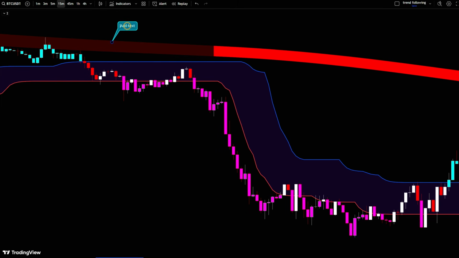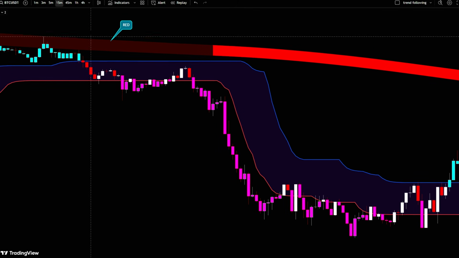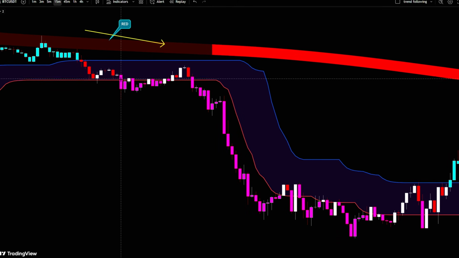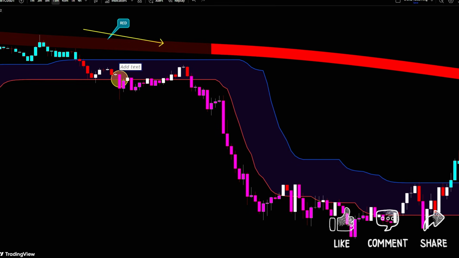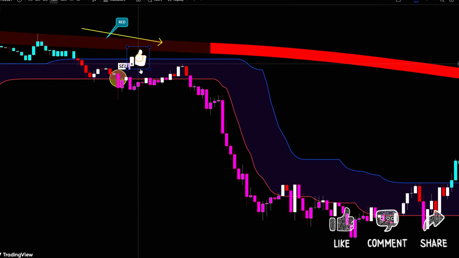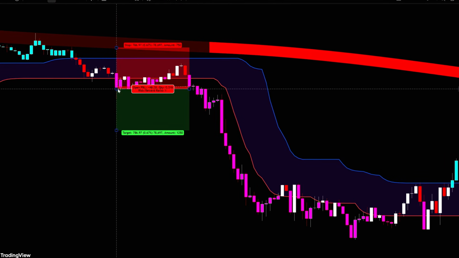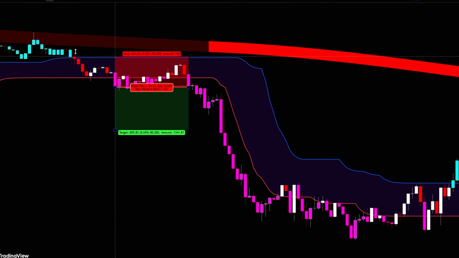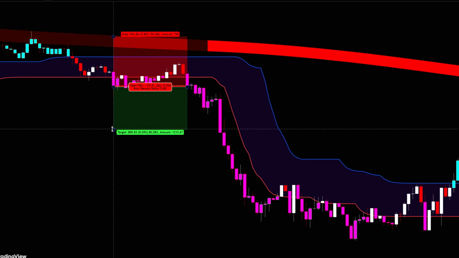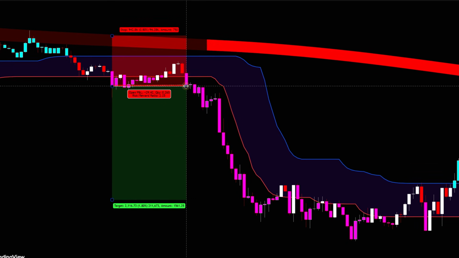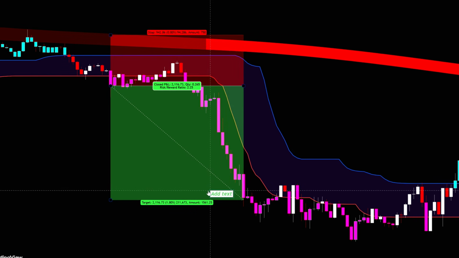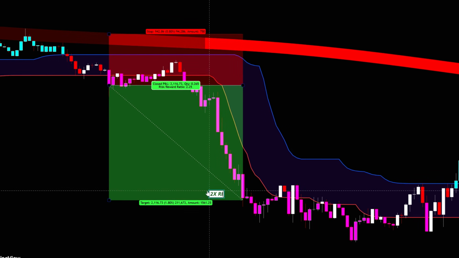And for shorts, it's the exact same playbook but flipped. Ribbon's red, price breaks below LOTT, that's your green light for a short. Stop loss goes above HOTT or the last swing high. Risk capped at 1%. So yeah, that's the full system. Breakout setups, trend confirmation, and smart risk management all combined.